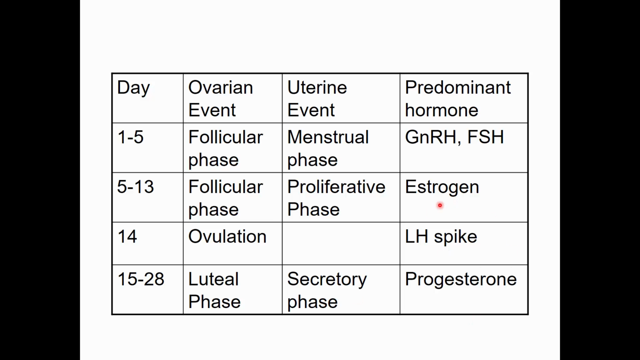But ovulation is occurring because of a spike or a big surge in a hormone called LH, and we'll get to that soon. The luteal phase is the last half of the cycle. So the corpus luteum is producing progesterone. That progesterone allows for the differentiation of the endometrium so that there's a nice cushy place full of nutrition for an embryo to implant, should there be a fertilization.